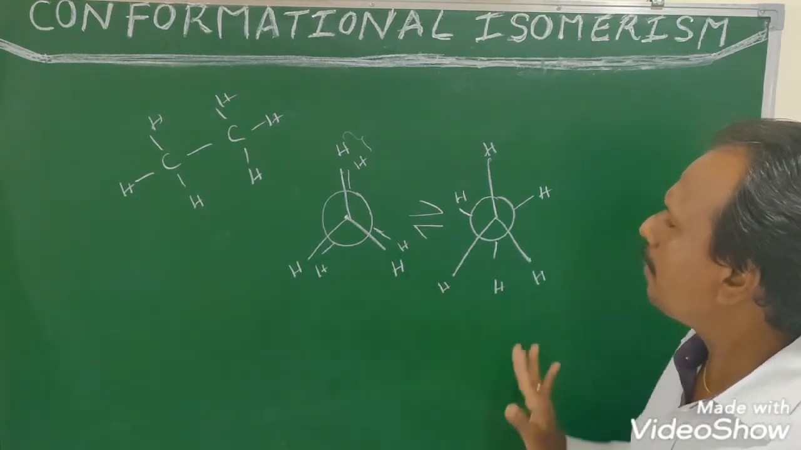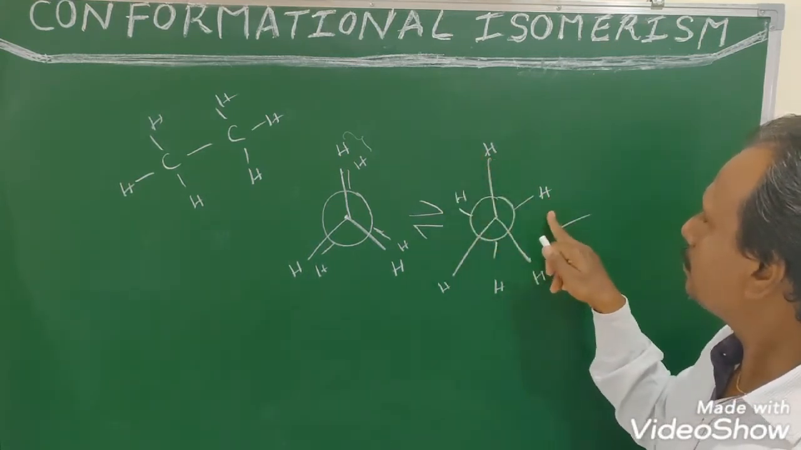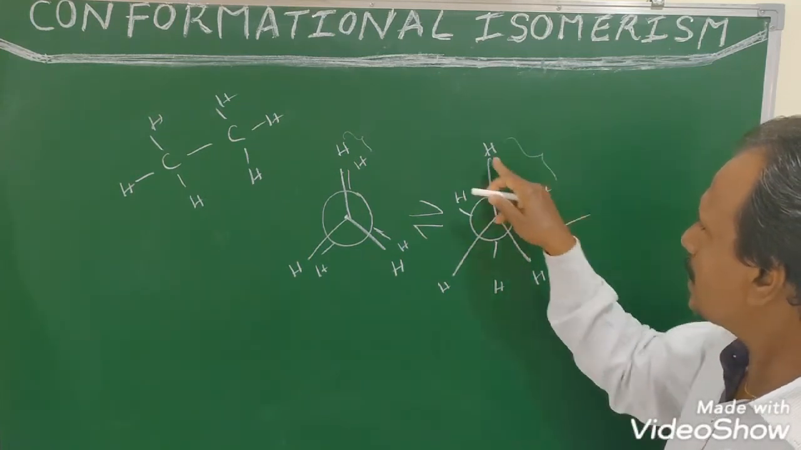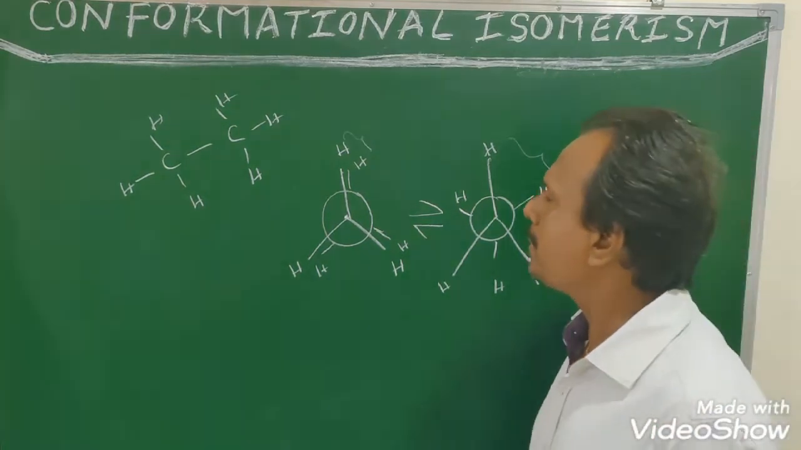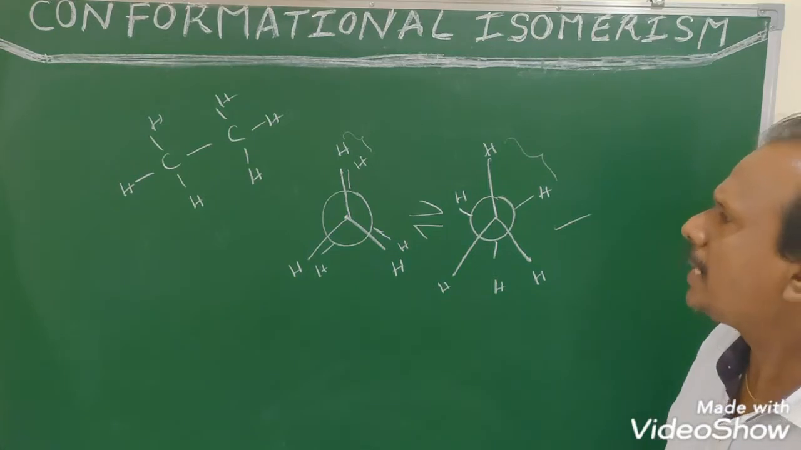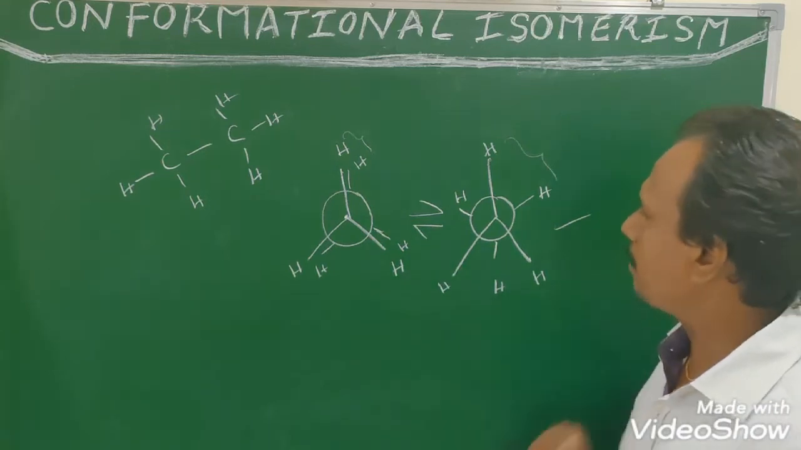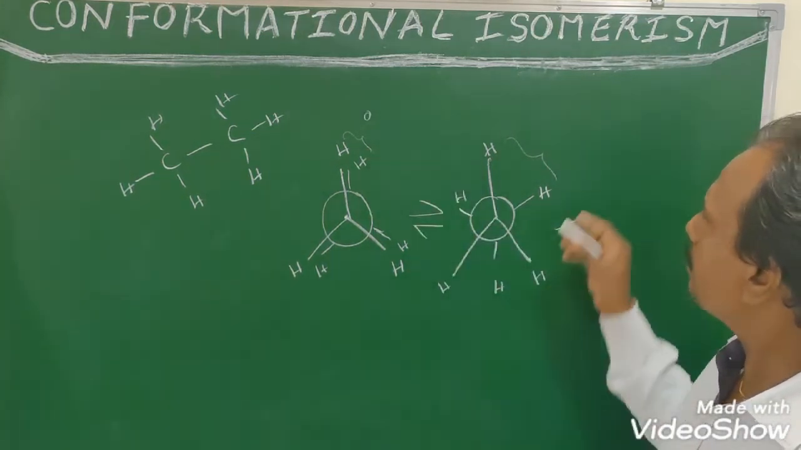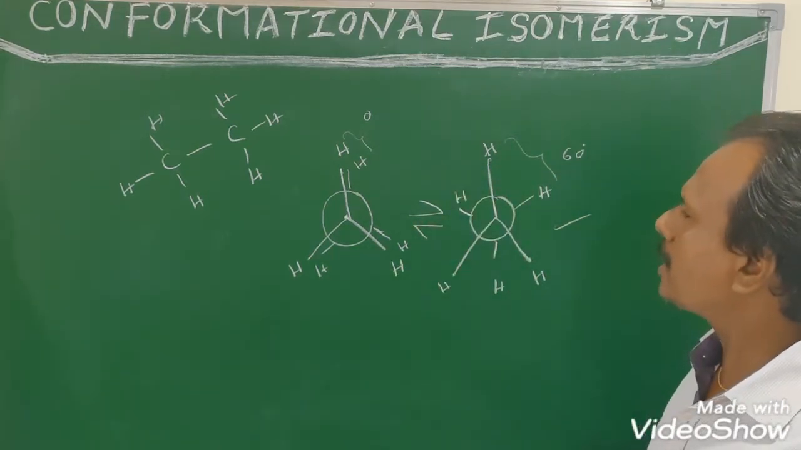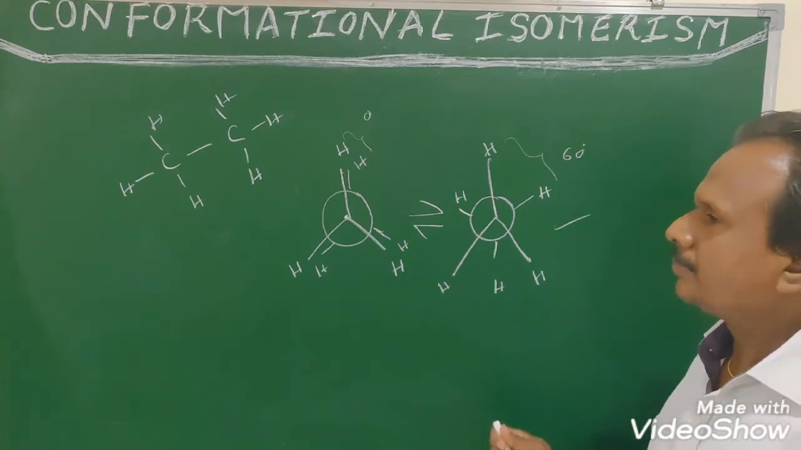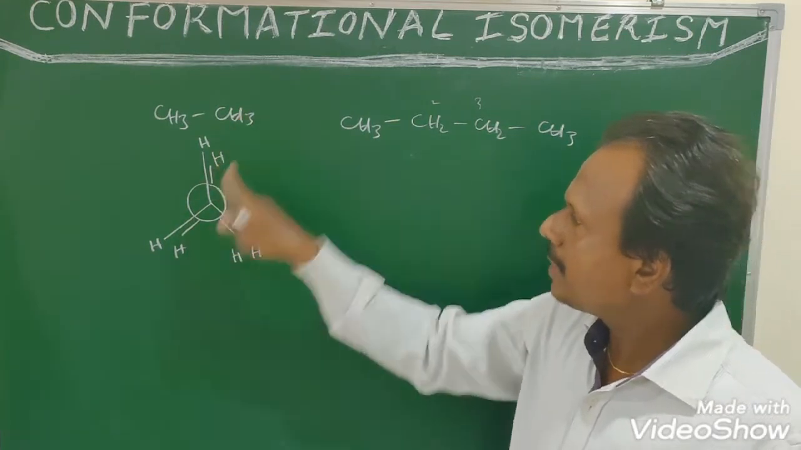Among these three conformations, this one is more stable because among the H atoms there is less repulsion. So it is more stable. These are the conformations of ethane. Ethane has three main conformations: eclipse conformation and staggered conformation. The dihedral angle is 0 here, and 60 here. In between 0 and 60, another conformation is there. It is called skew conformation. This is the conformations of ethane.